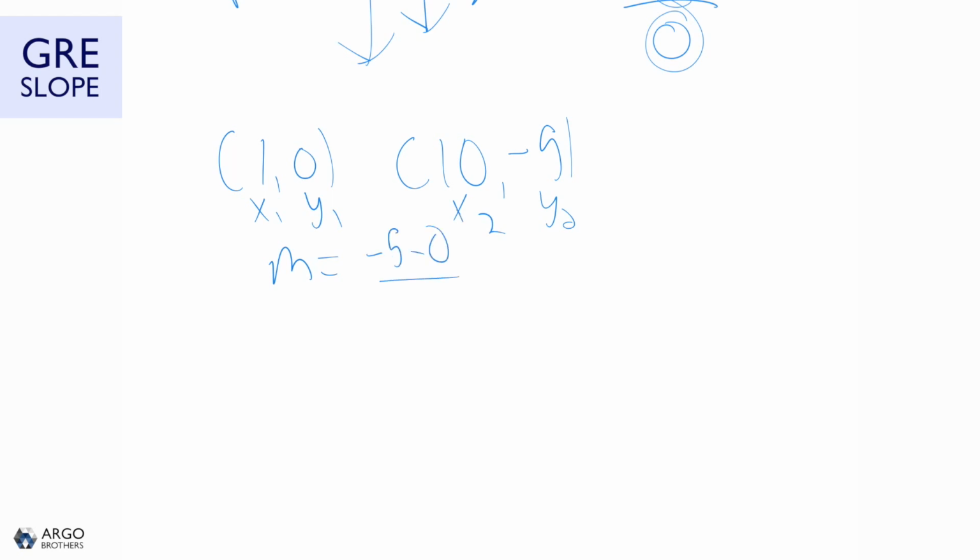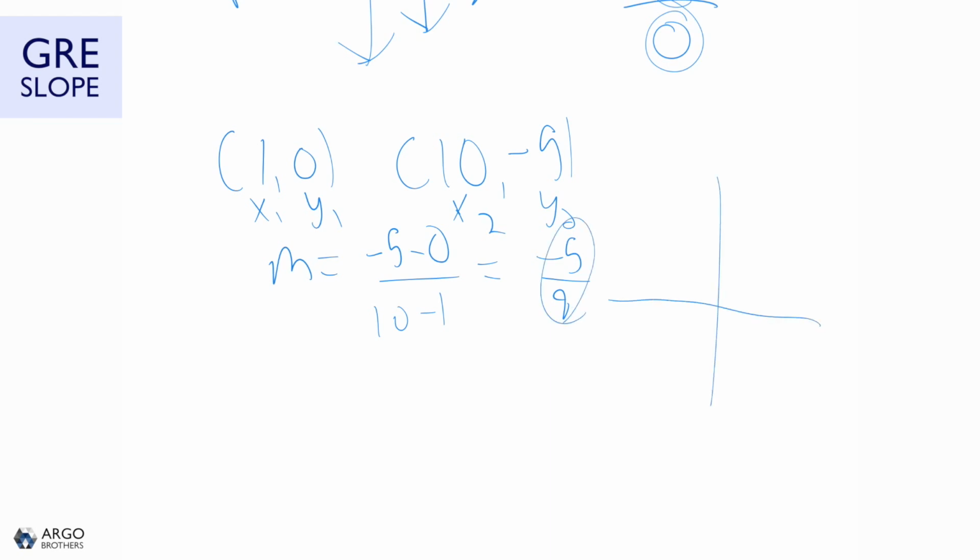Find the slope between these 2 points, (1, 0) and (10, -5), and tell me if it's positive or negative. Okay, so m equals, well, let's label this x1, y1, x2, y2. Well, that's y2 minus y1, which is -5 minus 0, over x2 minus x1, which is 10 minus 1. So that is -5 over 9. And that is a negative number, so it's a negative slope.